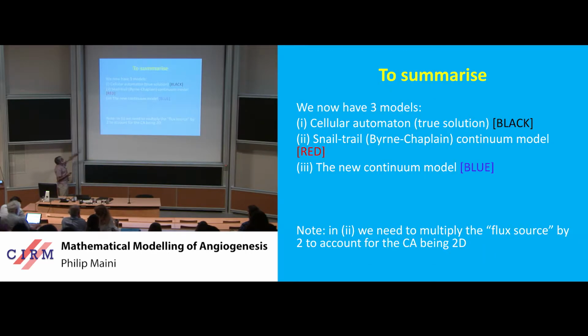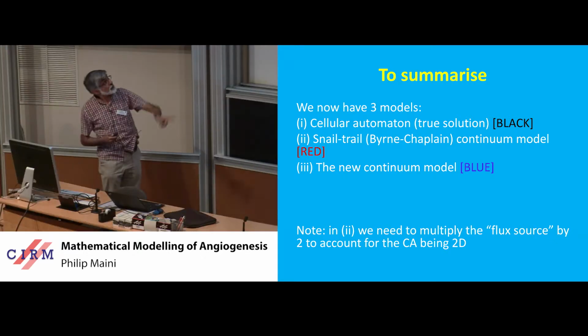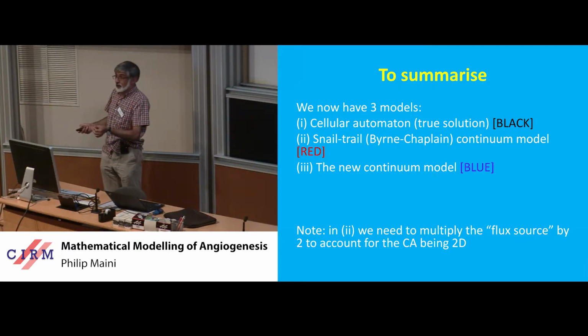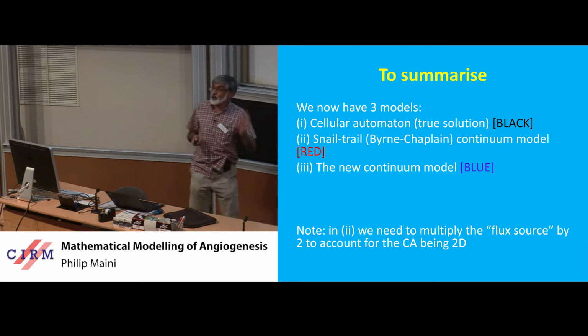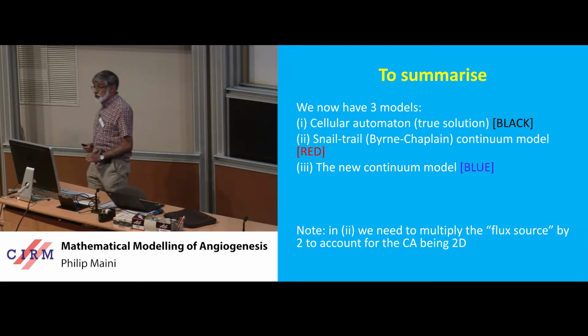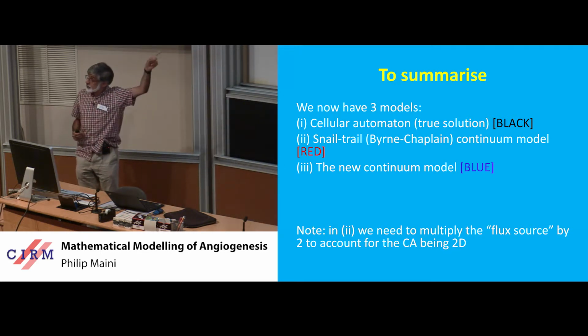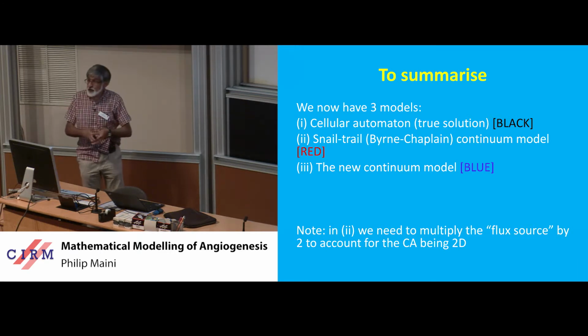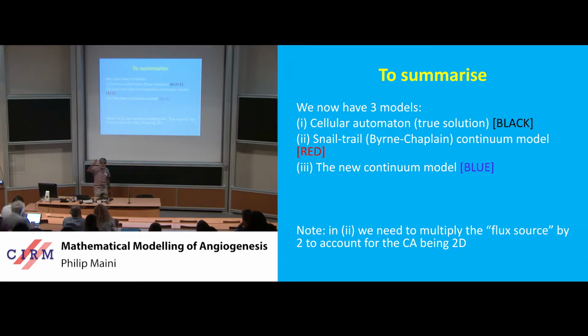So now we've got three models. We've got the cellular automaton model, which is the true snail trail. We've got the snail trail model, which is the snail trail model that we've been using. And we've got this new model. And what I've just told you is that this new model is completely different to the model we've all been using. Okay, so now let's compare them. So black is going to be the solution, like the true solution. Red is going to be the old model. Blue is going to be the new model.